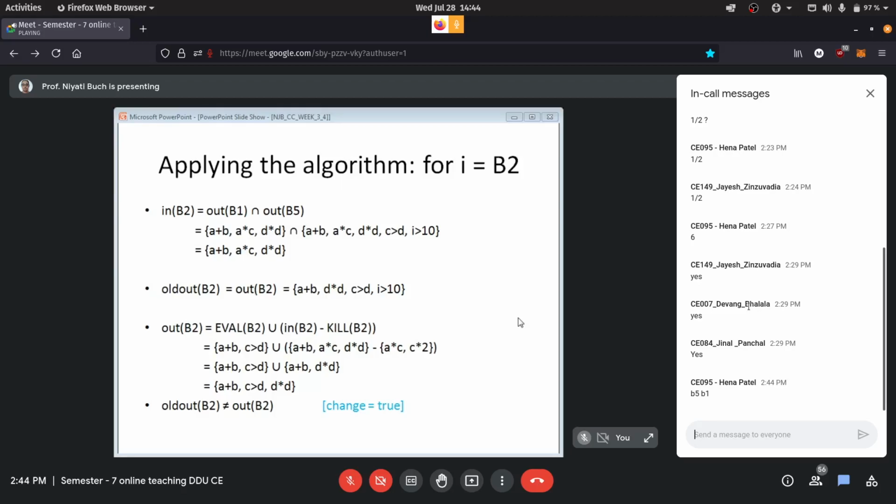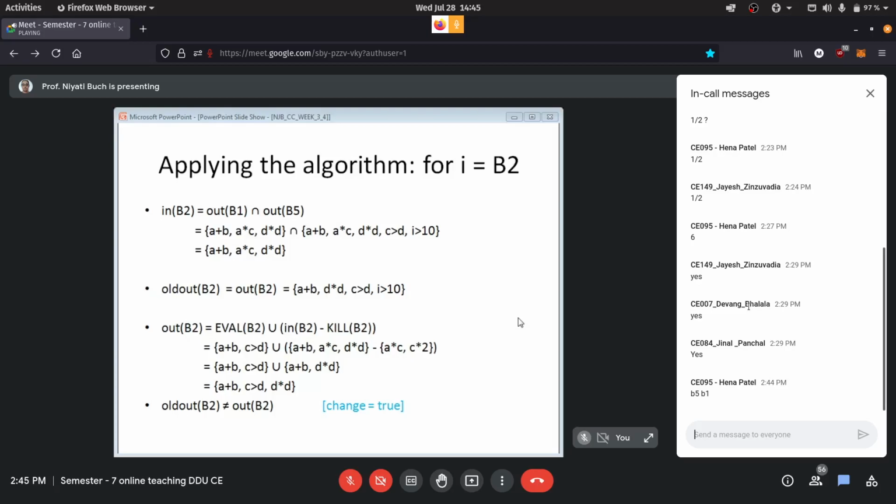Now, the algorithm is iterative, so the same steps we have to follow for every basic block. First take the out set, save the out set into old out, and then compute the new out set using the equation. So over here also we observe that both the sets are not the same, so that is why change equals true.